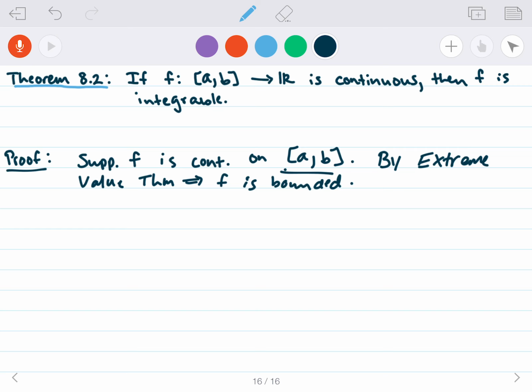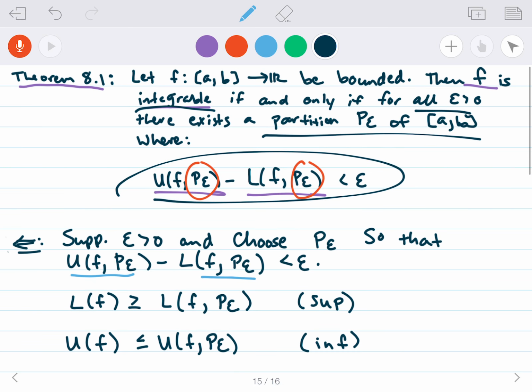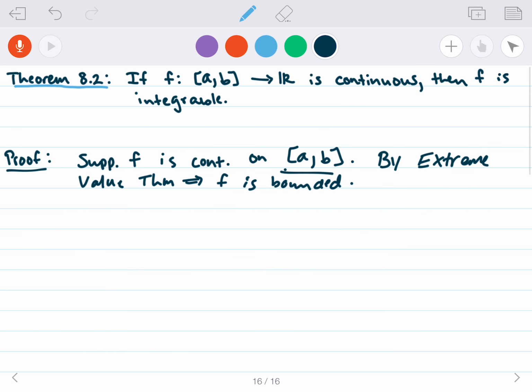So how are we going to attack this? We're trying to show integrability, and instead of showing that the upper integral equals the lower integral, we're going to appeal to this theorem that we just proved. What we're actually going to show is that there does exist a partition for every epsilon where this inequality holds true. That's our plan of attack here.